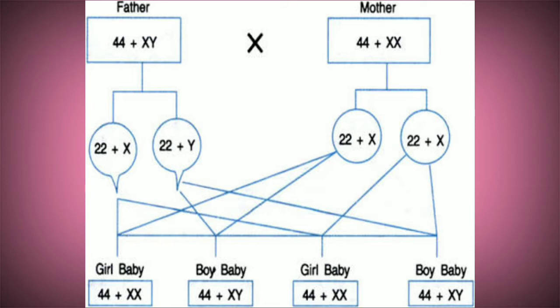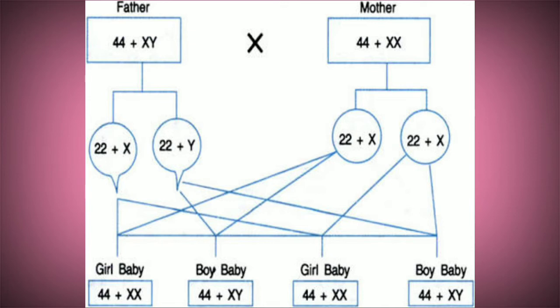So when the egg, as we know the egg is homogametic, 22 plus X, is fertilized by the sperm which bears 22 plus X. Now when these two types of gametes, the female gamete bearing 22 plus X and a male gamete also bearing 22 plus X, fuse or fertilize each other, then the resultant individual will be female, because again XX have come together, and the zygote will be 44 plus XX.